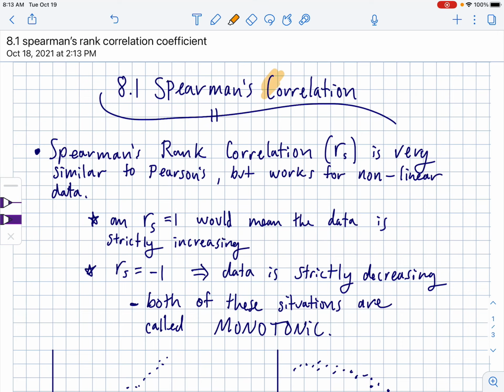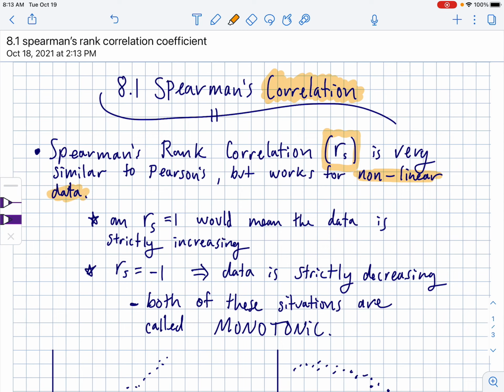Today we are starting chapter 8, which is another statistics chapter, and we're going to talk about Spearman's correlation coefficient. You're going to see that word correlation. It's very similar to the correlation we've been using, which is the Pearson's correlation coefficient. Spearman's correlation coefficient, first of all, is R sub S. Pearson's is just lowercase r, but Spearman's is now R sub S.